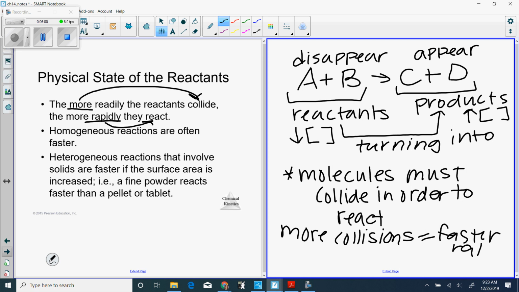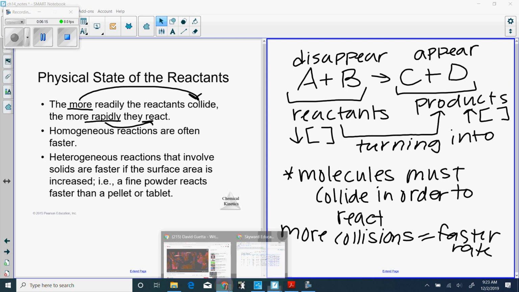We call that rate. When the music starts to talk about things disappearing, things appearing, and how come if I collide more, my rate is going to be faster. Ready? Go.